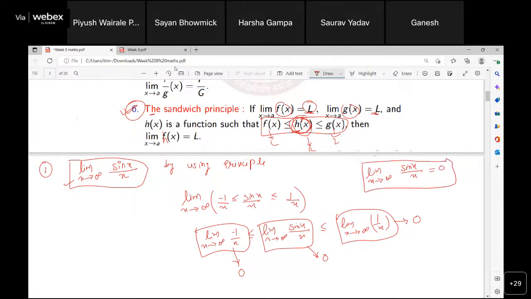Okay, so any doubt in this, how we apply the sandwich principle? And please remember this, it is a standard limit: limit x tends to 0, sin x by x equals 0. Sir, how to identify where to use the sandwich principle? We can apply the sandwich principle when the function is bounded. So suppose we have sine and cos. In that case, we can apply the sandwich principle.